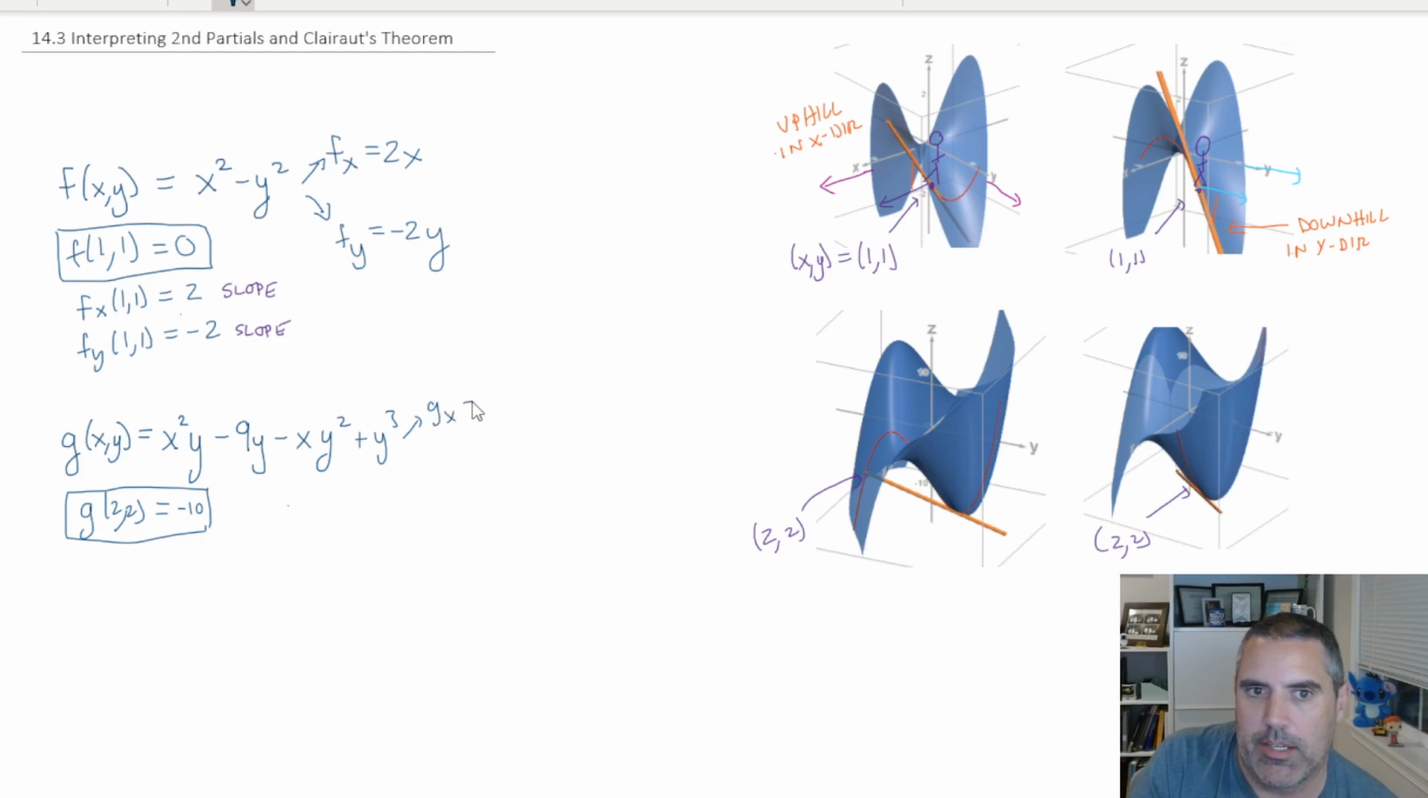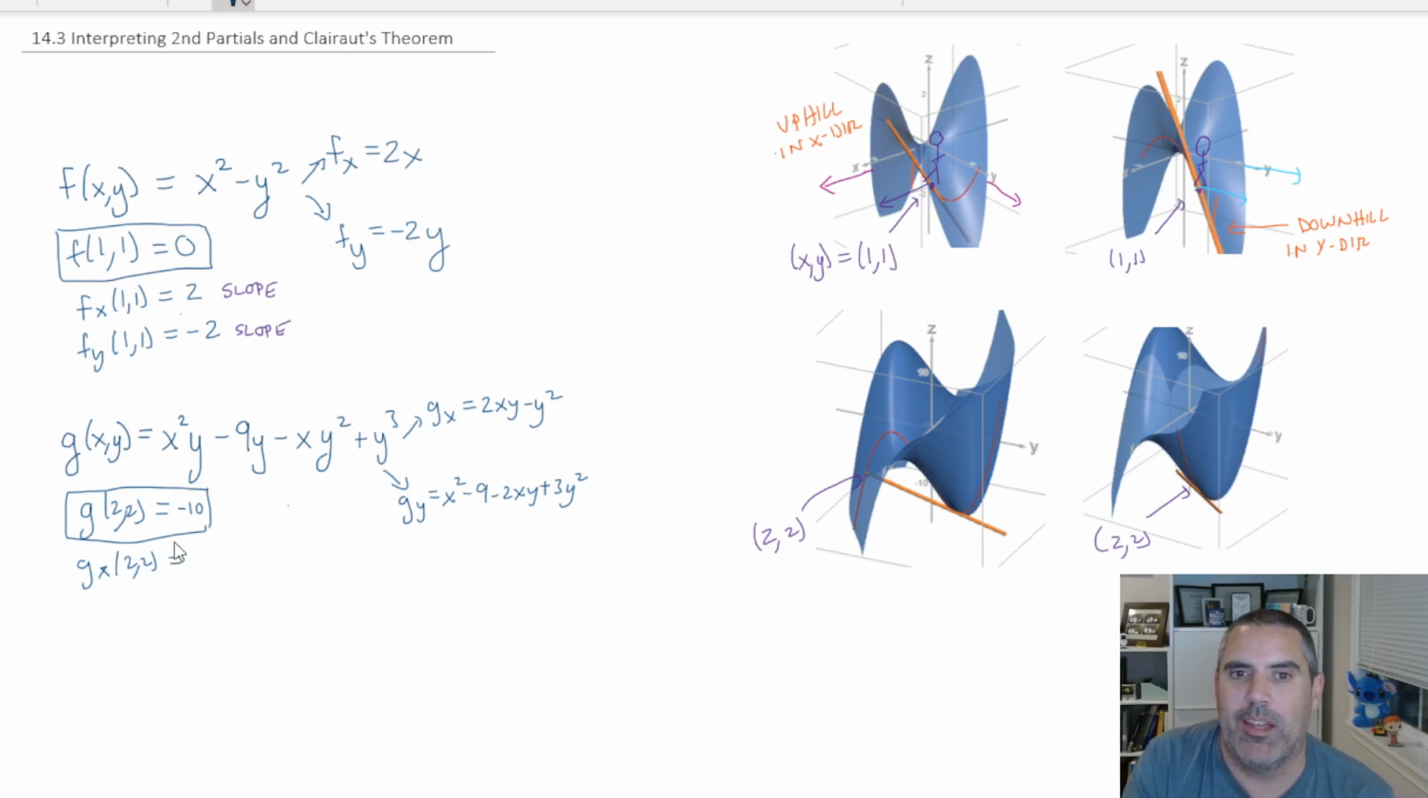So with respect to x, this is going to be 2xy minus y squared. Those two terms don't have an x in it. With respect to y, they all have a y in it. Minus 2xy plus 3y squared. And you could compute the derivative with respect to x at 2, 2. I said I didn't intend to do this, but this is not bad. 8 minus 4, it's going to be 4. It's uphill. Good, because that matches what I'm seeing.